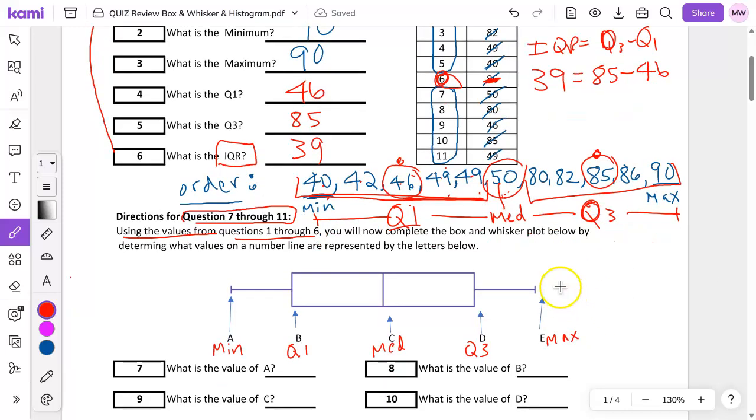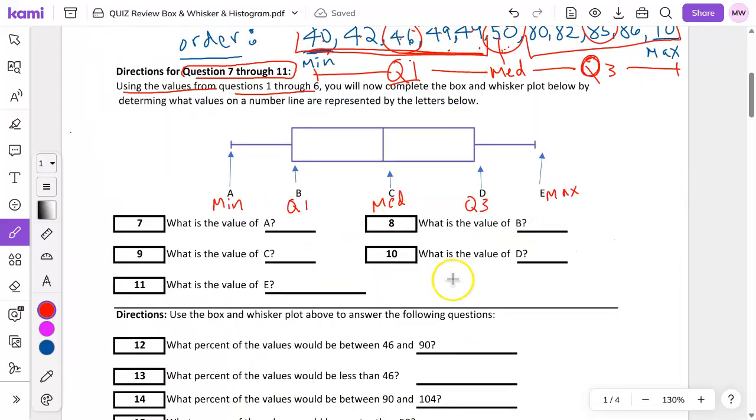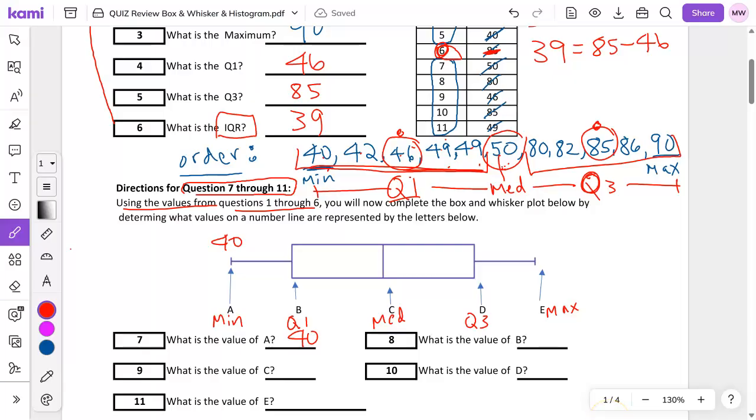Okay, good. So basically, to answer these questions, we're just going to go up here and get them. What was A? A is the minimum. The minimum is 40. So it's 40. If we want, we can write it here like that. We actually should, shouldn't we? So what's the median? The median is over here, 50. So that's C, right? B is the Q1. What's Q1? It's right here, 46. Q3 is right here, 85. And the max is going to be 90.